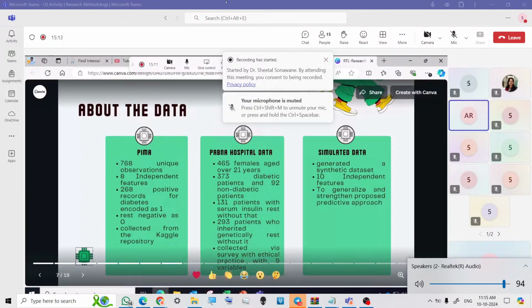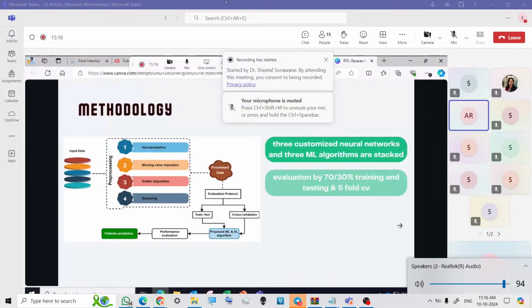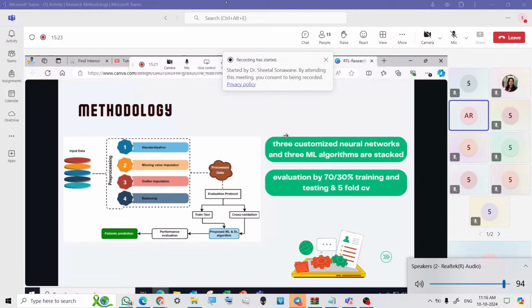So moving forward with the methodology part, how we have done those things.